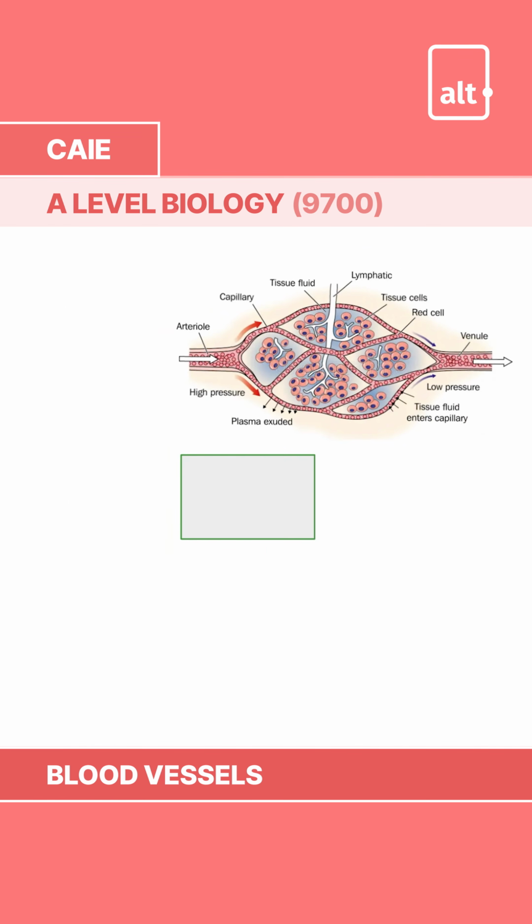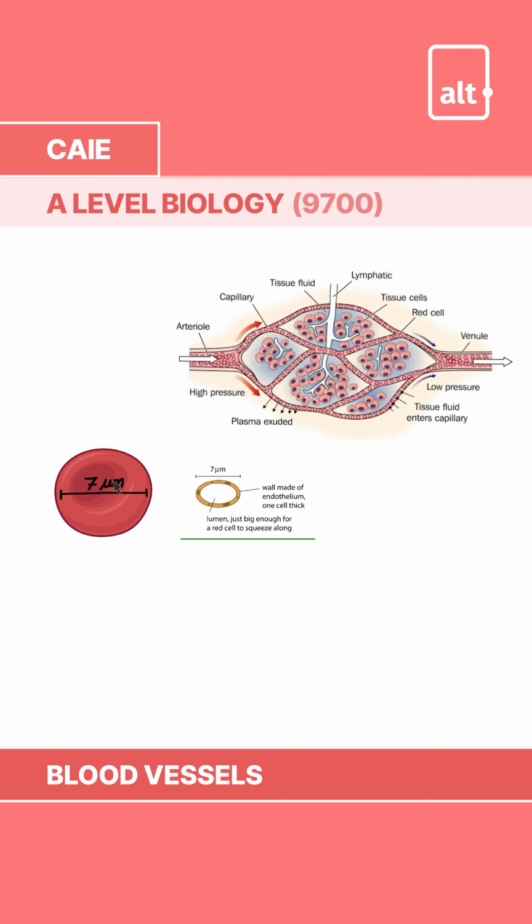These arterioles will then divide to form the capillaries. These capillaries form a network within the tissue known as a capillary bed. If you'll recall, we mentioned that the capillaries are the smallest of all the blood vessels, and as such, they have the narrowest lumen. The diameter of the capillary lumen is about 7 micrometers, which is about the same as the diameter of a red blood cell. So these capillaries are just wide enough to allow the red blood cells to squeeze through them.